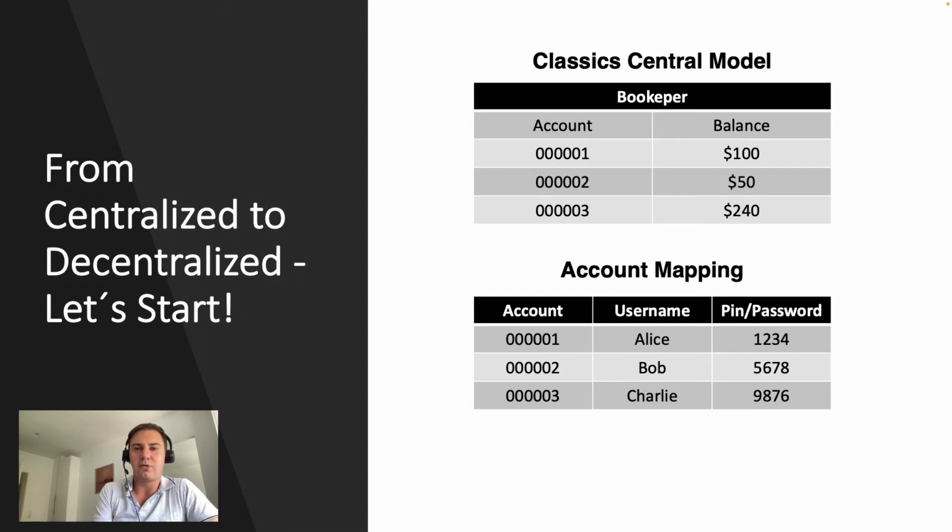Okay, it's now time to start the steps from a centralized to a decentralized system. Every centralized system has a list of accounts associated with the respective balance, and another list where each customer has a username and a PIN password. This would be every bank or PayPal. They have both a list of all the accounts with the relative balance, and for every account there is also the username and PIN password.